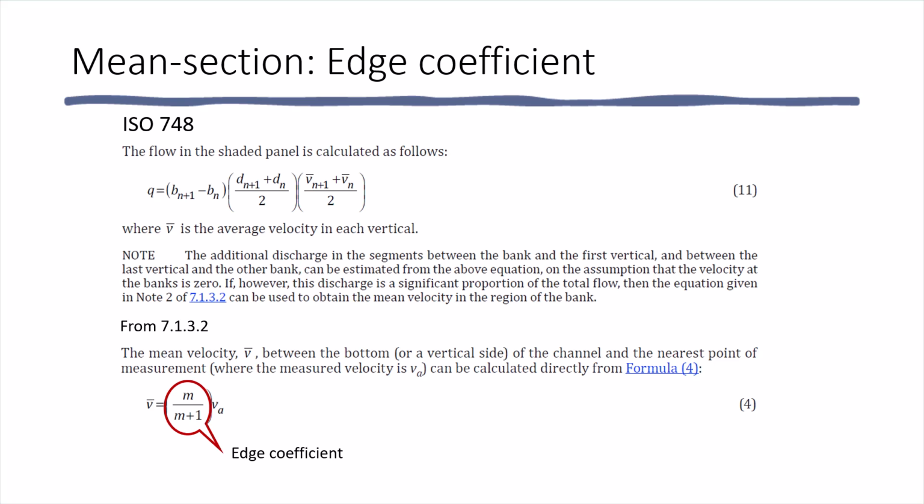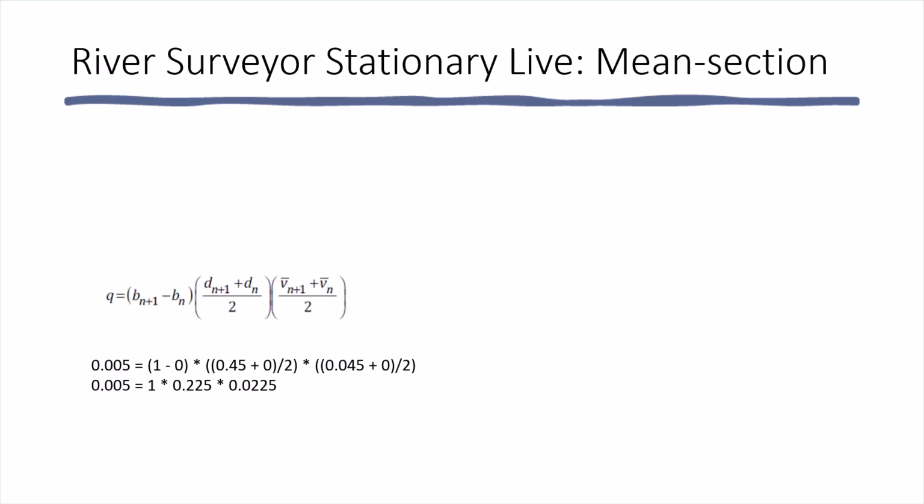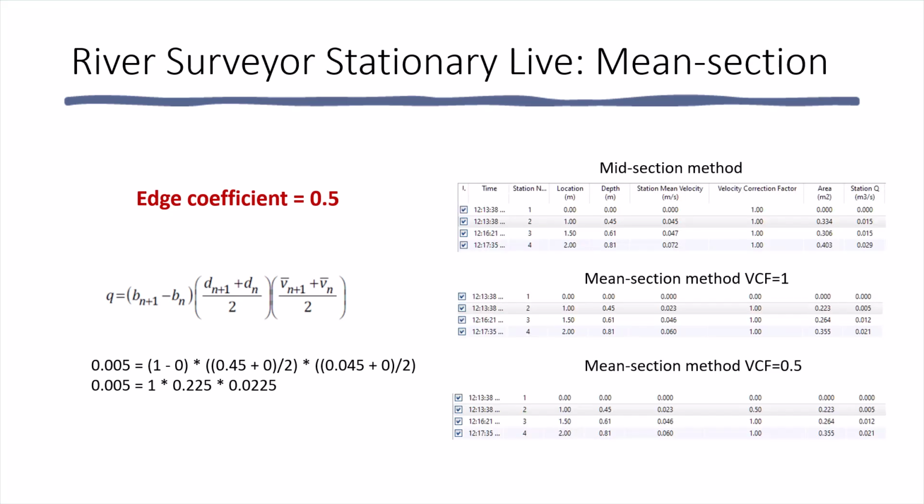For the mean section method, the computation at the edges of the channel may make use of an edge coefficient. This is another area where the manufacturers differ in their application. As of September 2024, SonTek does not support the use of an edge coefficient when using the mean section method. They compute the edge the same as every other panel. This approach effectively results in a constant edge coefficient of 0.5. Changing the velocity correction factor for the edge has no effect when using the mean section method.